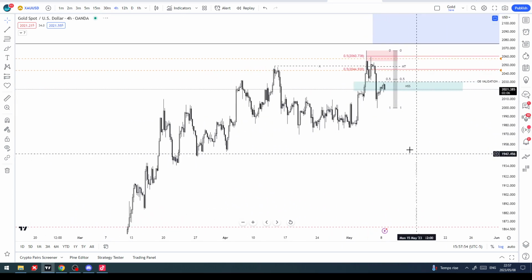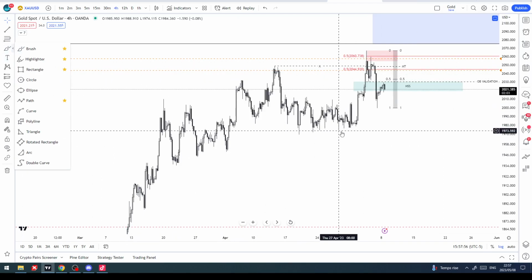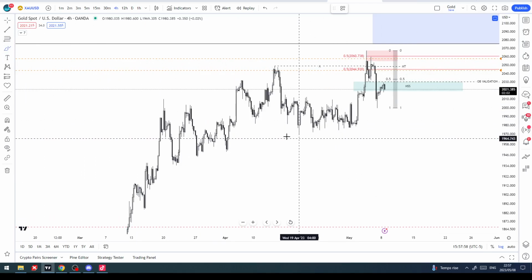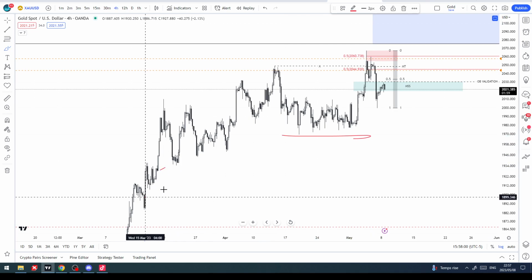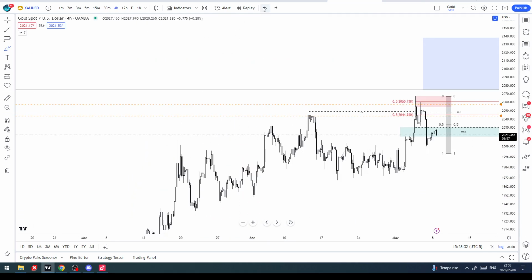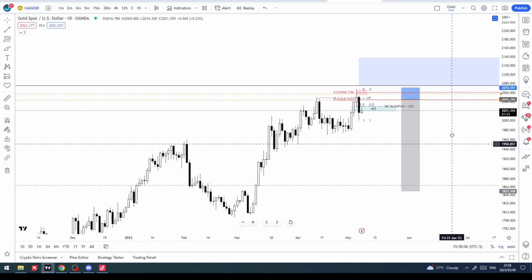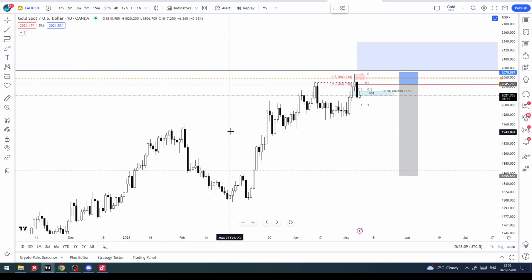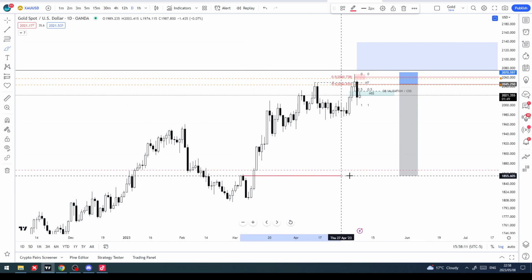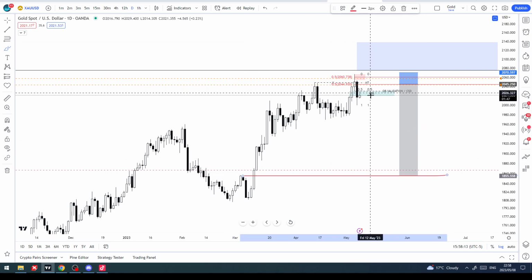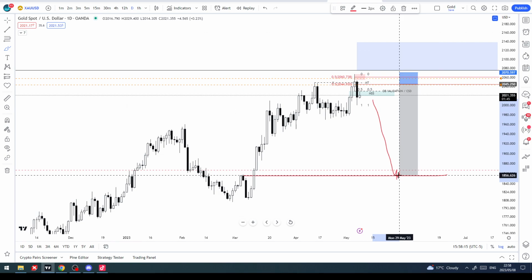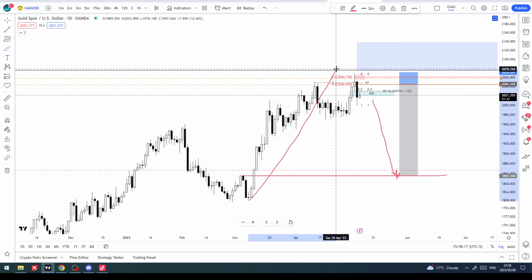And we target either the low here. All these are targets. On a daily level, if we have to fib that down, all the way back down here, we need to print a down candle here and balance all of this out.